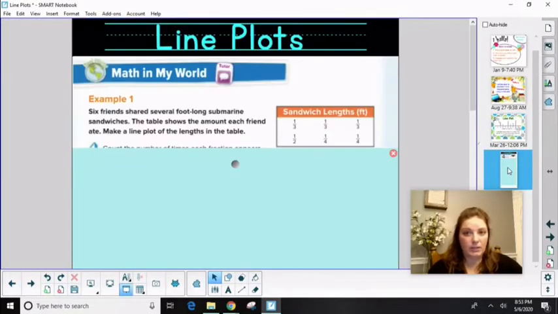So let's take a look at an example. This is from your My Math book. 6 friends shared several foot-long submarine sandwiches. In this part of the United States, we call them hoagies. The table shows the amount each friend ate. Make a line plot of the lengths in the table.